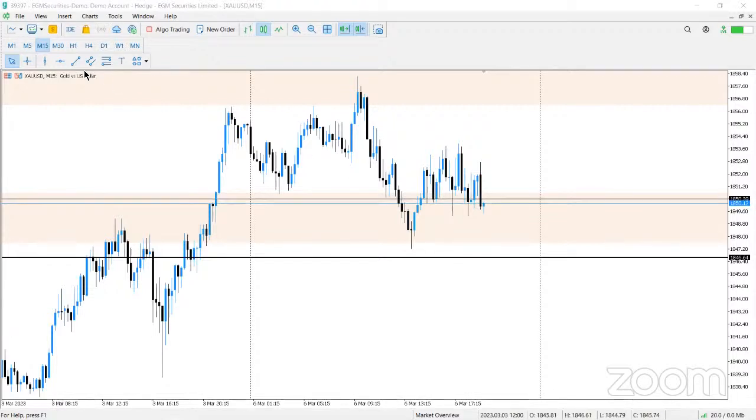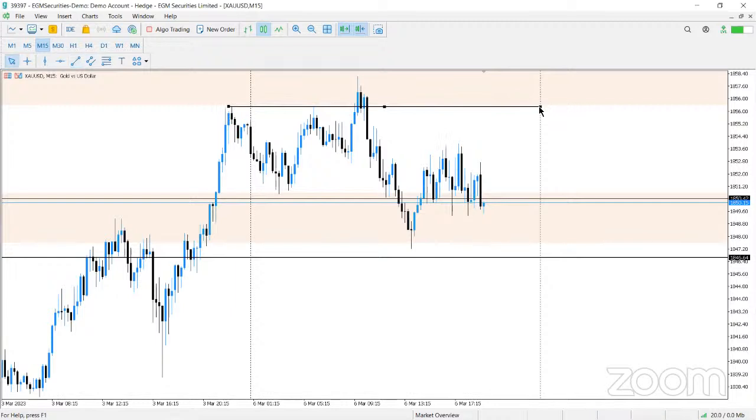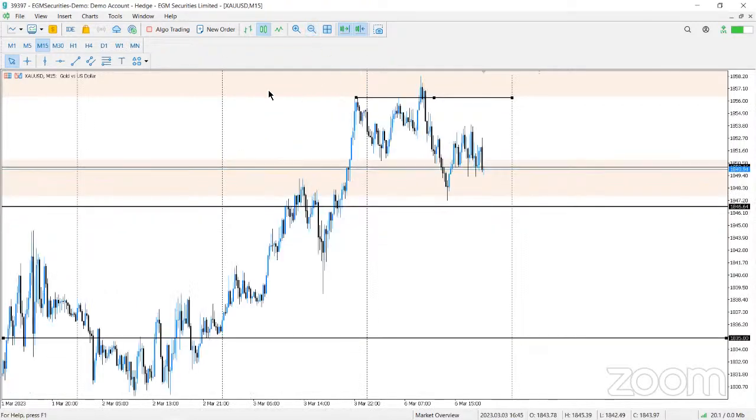And having said that, we had a confluence for today's session over here. So remember Friday's high. And if you are conversant with sessions, we had an Asia session high earlier in the morning. This is Kenyan time. Then we had our higher time frame supply zone over here.